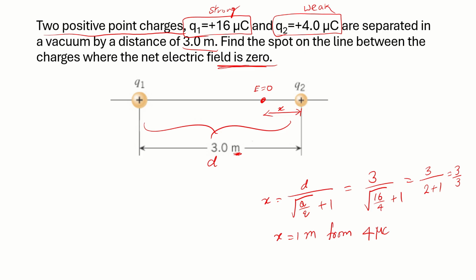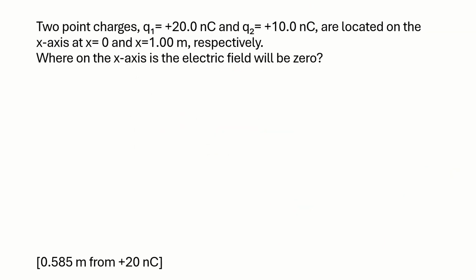We can also write from the strong charge also. From Q1 also we can write. If this is 1 meter, it means that this distance is equal to 2 meters. So 2 meters from Q1 also we can write, up to us. Let's move on to another question.